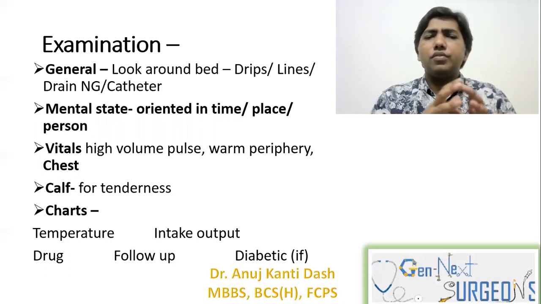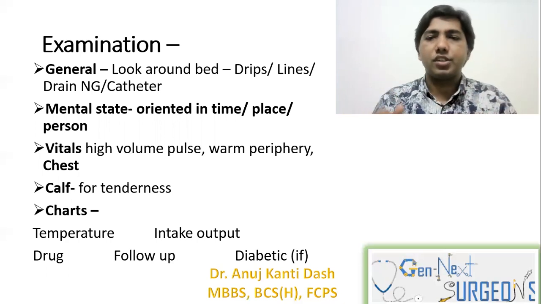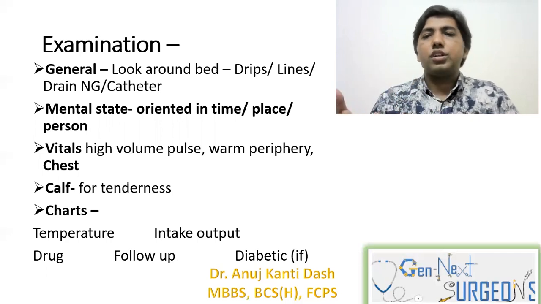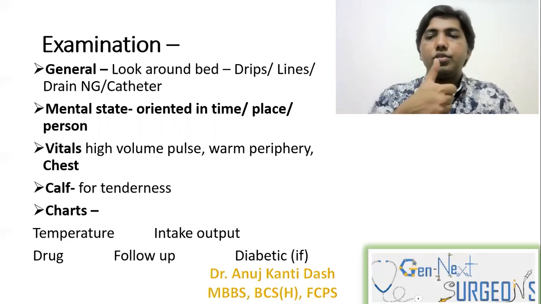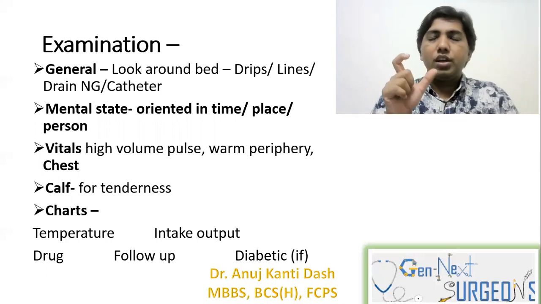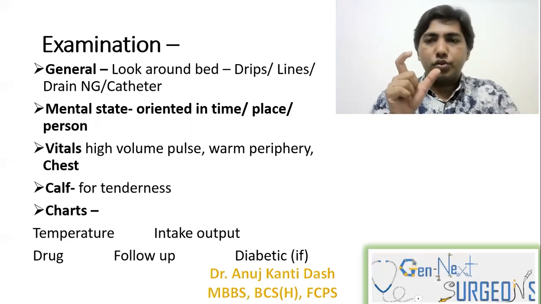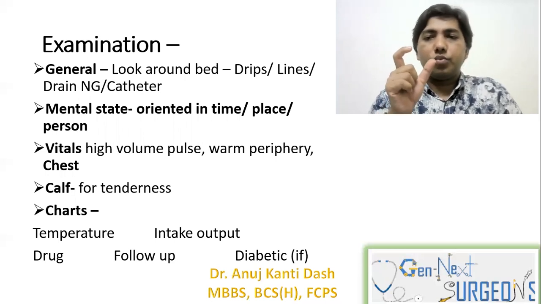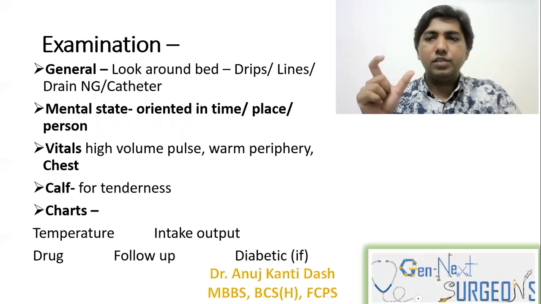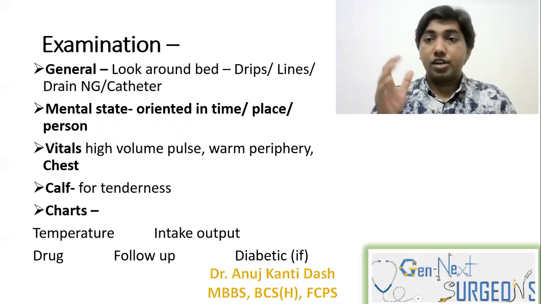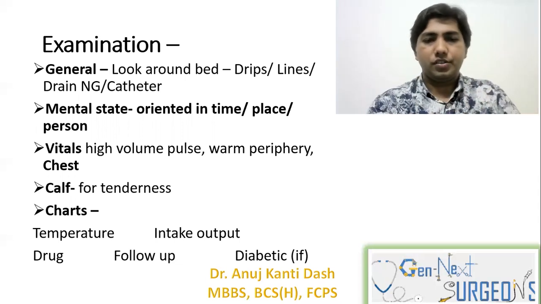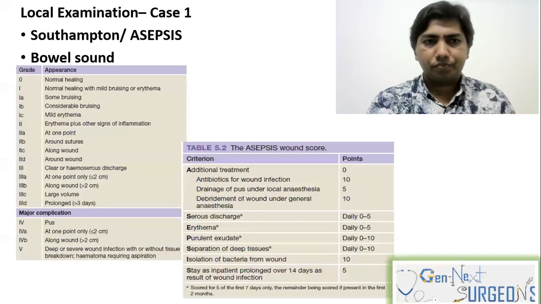Then you go for the charts in post-operative patients. The temperature chart may show a swinging temperature. The intake output chart is very important, as it tells about perfusion. You all know that urine output is the most important thing, giving the initial indication of whether the patient's shock is progressive or not. Then the drug chart, the follow-up chart, and if the patient is diabetic, the diabetic chart. So these charts you need to look for.